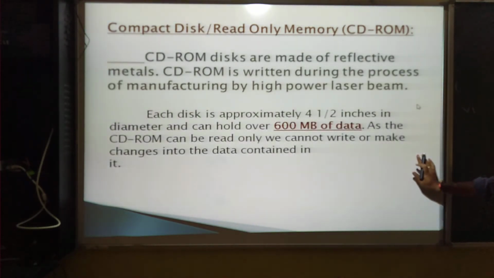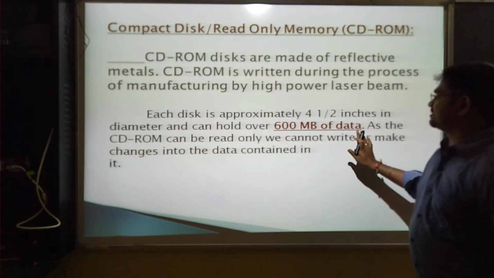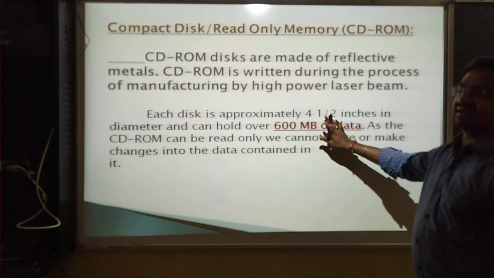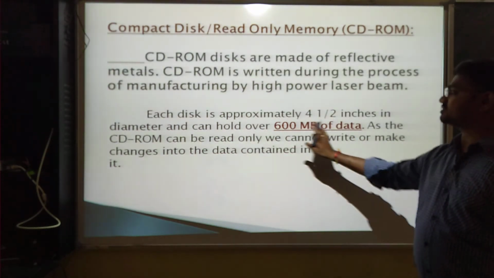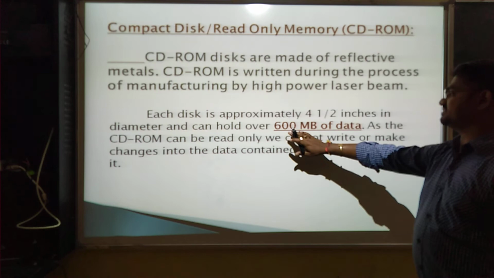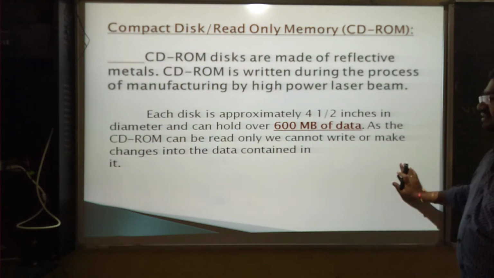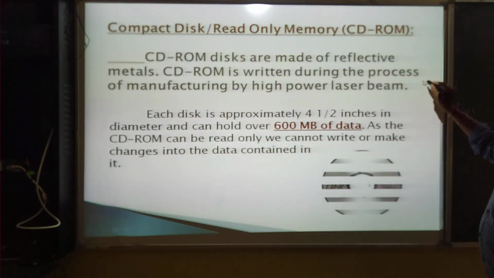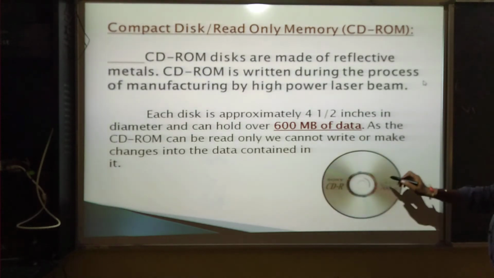Each disk is approximately 4.5 inches in diameter and can hold around 600 MB of data. As the CD-ROM is read only, we cannot write or make any changes to the data contained in it. Every person already has a CD. This is the CD disk.